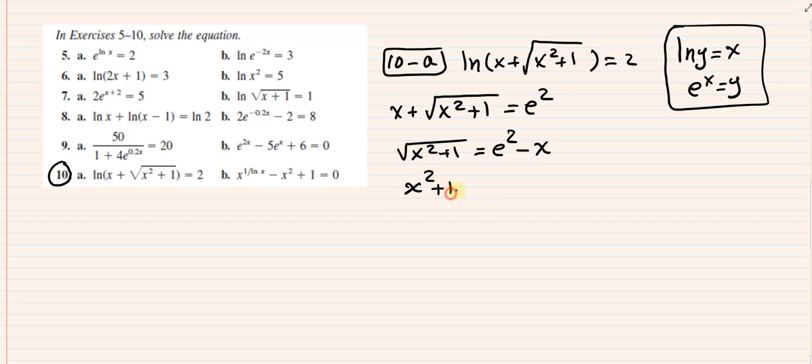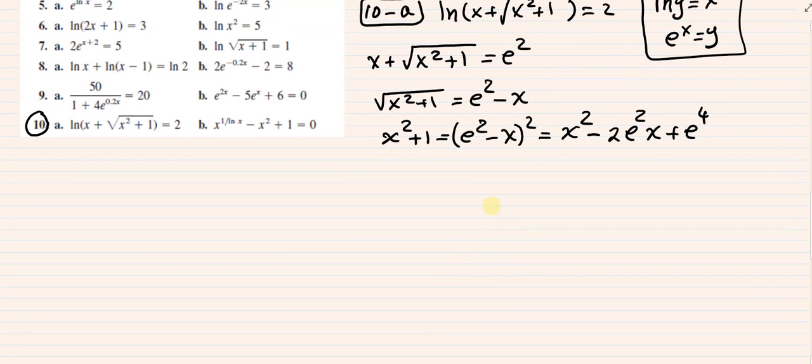So I get x squared plus 1 is equal to, now I'm going to square the binomial, e squared minus x quantity squared, which becomes x squared, negative twice first by second is negative 2x, or let me put the constant first, 2e squared x plus e squared squared becomes e fourth. Okay, that's what that is. Now, subtract x squared from both sides, and you only have 1 on the left and the expression to the right.